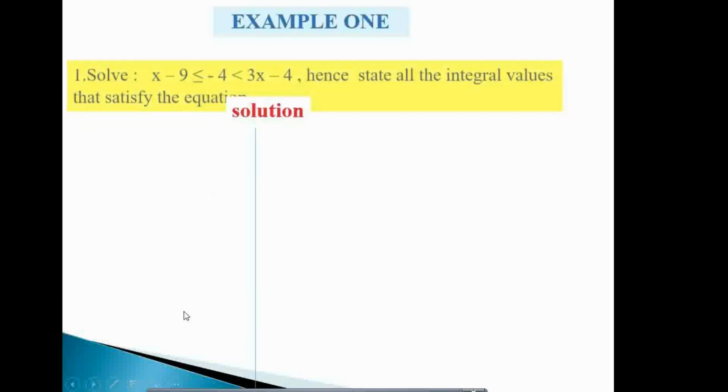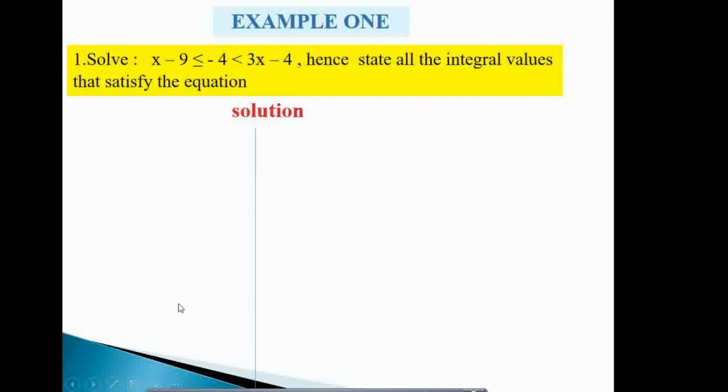Okay, we have examples. In this part of our assignment, I'll be taking you through an example. Then after that, I'll give you a question at the end of the example, which you'll be able to solve as your assignment. So in our first example, we have: solve x minus 9 less than or equal to negative 4, less than 3x minus 4. Hence, state all the integral values that satisfy the equation.